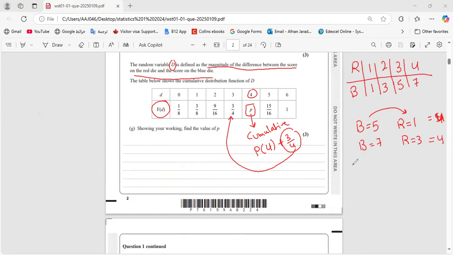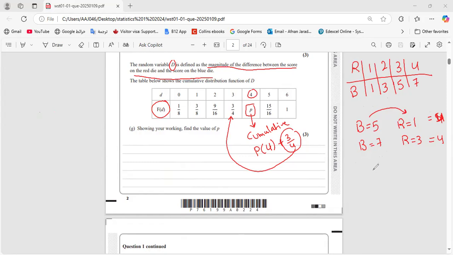Only if blue equals 5 and red equals 1 is the magnitude of the difference between the score of red and the score of blue 4. And the other one is if the blue is 7 and red is 3. The difference will be 4. So what is the probability here?